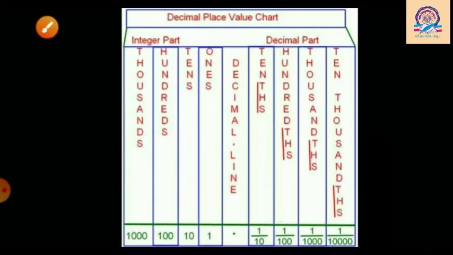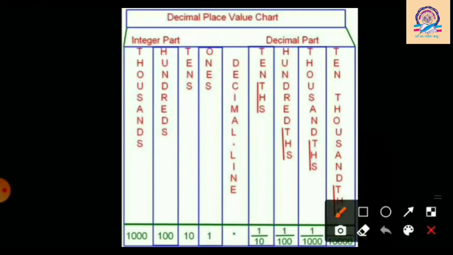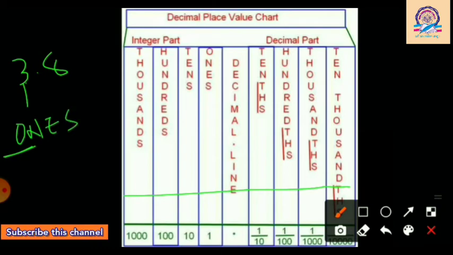Now let's have some practice. I will give some numbers and we will put those numbers in this decimal chart. So the first number is 3.8. First we have to know the places of these numbers. So 3 is ones. Okay, in the integer part we will put it in the ones place, and here we have a point. This point we will put in the decimal line, and here we have 8.